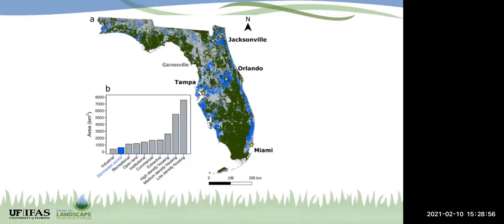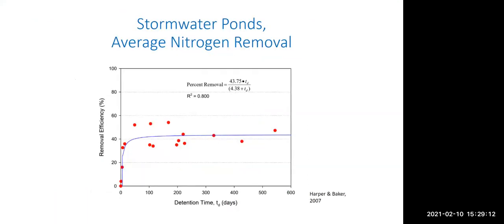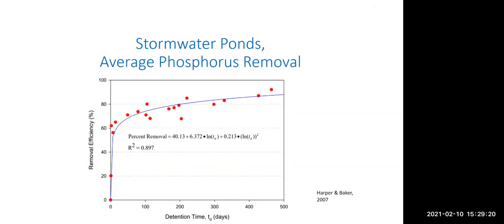Unfortunately, there are many stormwater ponds in Florida. They are all in blue on this map. There are 76,000 stormwater ponds in Florida, actually. They represent about 1% of the state's land area. And research shows that at best, average nitrogen removal from stormwater ponds is only about 30 or 40%. Average phosphorus removal is a little bit better at about 70 or 80%, but we're not getting complete removal of either nitrogen or phosphorus in those ponds, and especially not getting very much removal of nitrogen.